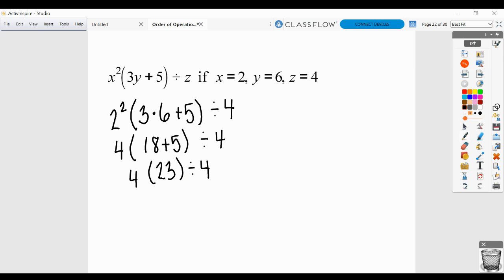Okay, so we have multiplying and dividing. You want to do the multiplication first because it's from left to right. So 4 times 23 is 92, divided by 4 is 23.